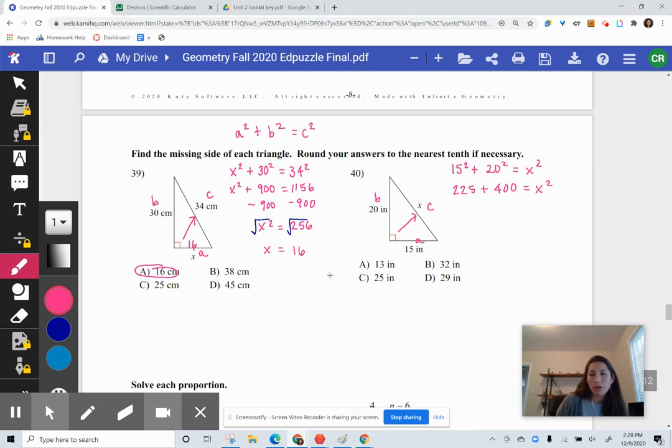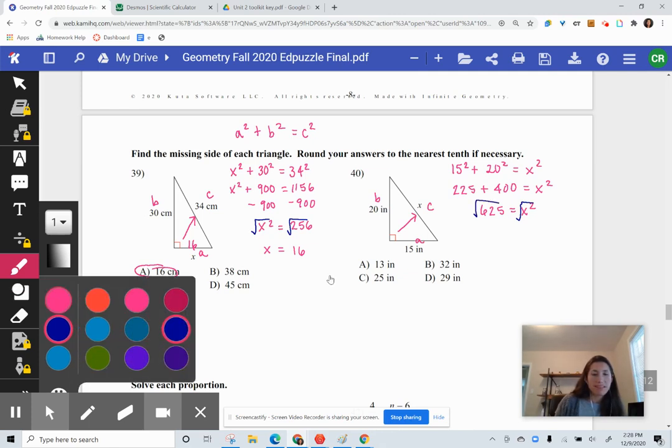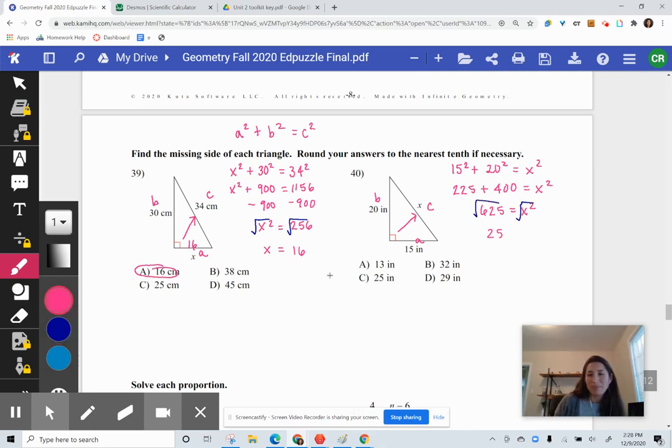Now in this problem, we're going to have to combine our 225 and 400. That's going to be 625 is equal to x squared. And then we're going to have to take the square root of this. So we need to know what number multiplies by itself to make 625. And that should be 25.